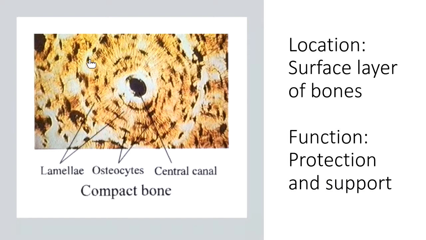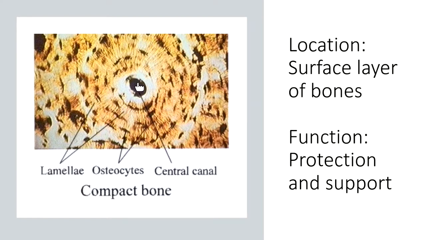We're not going to cover spongy bone, which is on the inside of the bone. I just mentioned that this is on the surface layer. We'll look back at spongy bone in lecture mainly, but this is an osteon, a basic unit of this compact bone. Inside is the central canal.